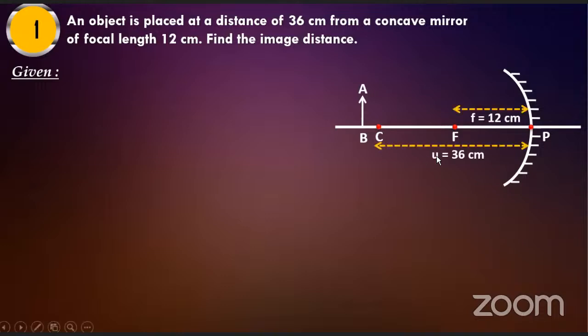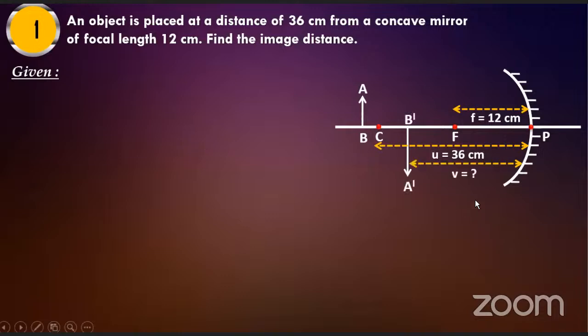Is it right? So you can see here, this is 36 centimeters. This is 12 centimeters. Focal length is 12 centimeters. Then where will we get the image, as per our knowledge? Between C and F. Without calculating, we can say that. But our task is to find the image distance by using which formula? Mirror formula.